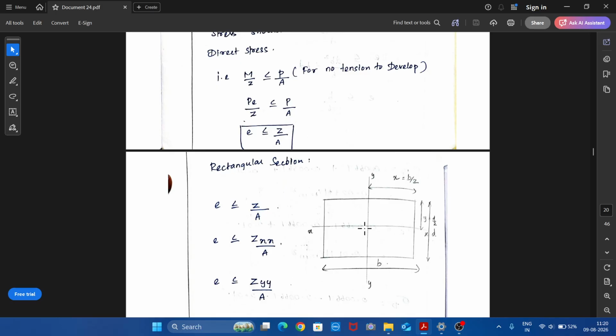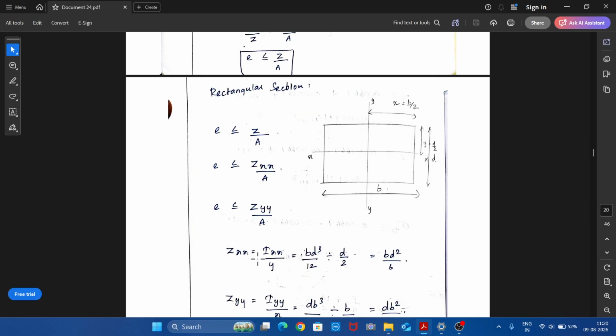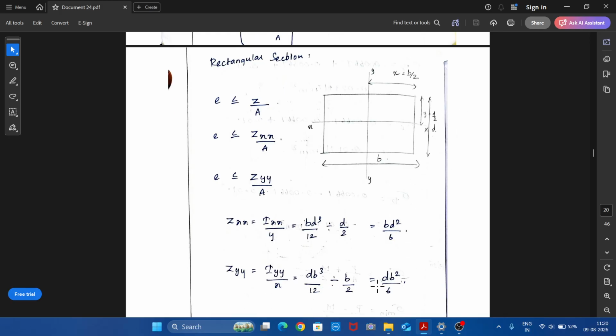That is, with respect to both axes, we should find the limit of eccentricity. So Zxx equals Ixx divided by y. Ixx, the moment of inertia about the x axis, will be bd cube by 12 in the case of a rectangle, and y, the extreme fiber distance, is d by 2. Therefore, this results in bd squared by 6. So the section modulus of a rectangular section with respect to the x-axis is bd squared by 6, and naturally with respect to y it would yield db squared by 6. That is Iyy divided by x. Iyy is db cube by 12 and x is b by 2. So it will be db squared by 6.